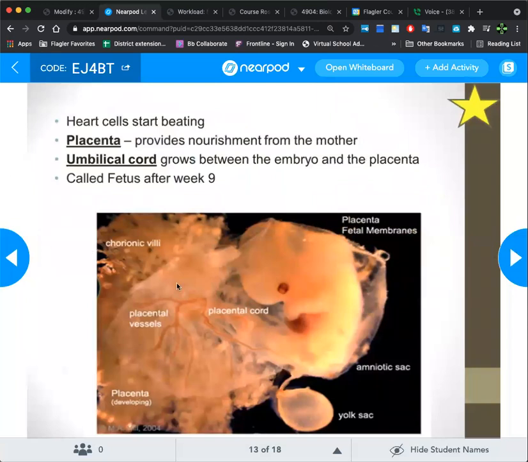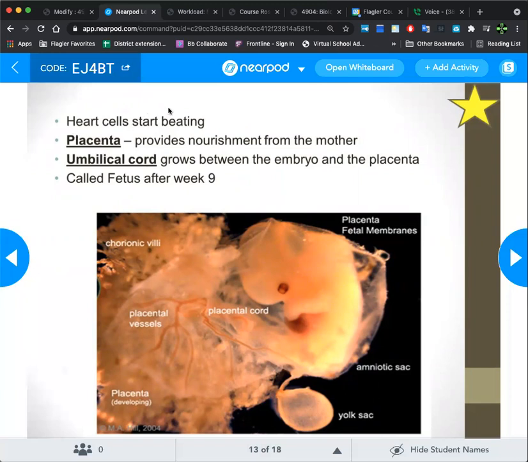All right. And then all at the same time there, within a couple of weeks, the heart starts beating. And it's not like this fully formed heart just starts beating. It's really just a cluster of cells that starts out, and some of them start beating at different times than others. And eventually they start beating in sync. And then it starts to develop a little bit more.